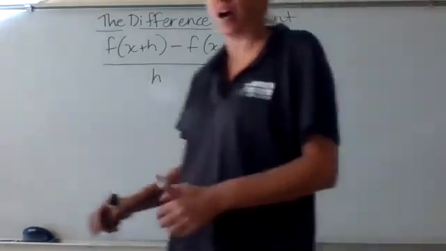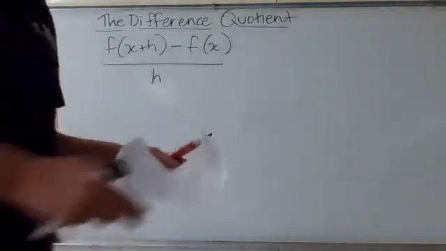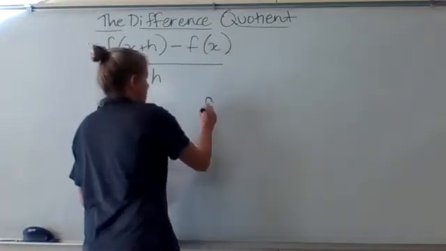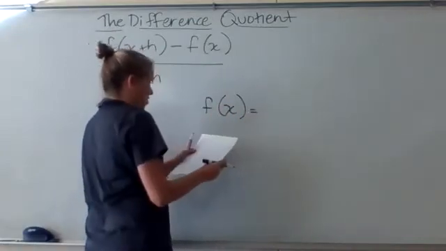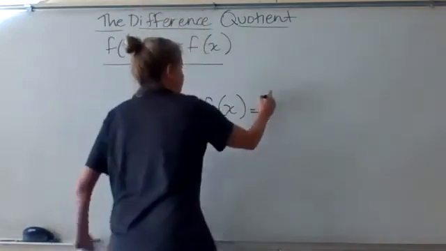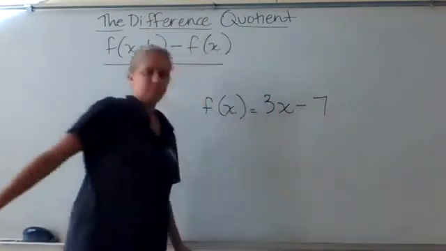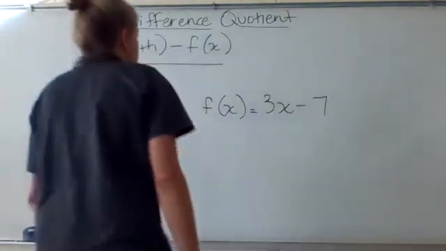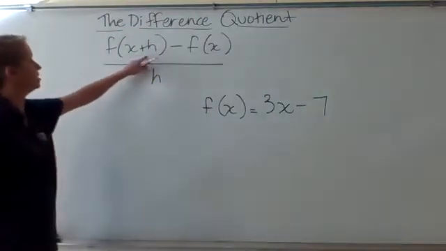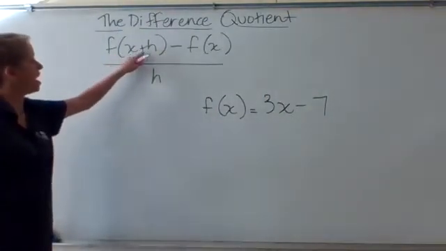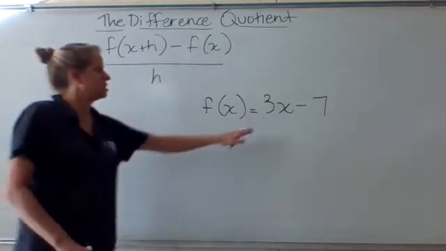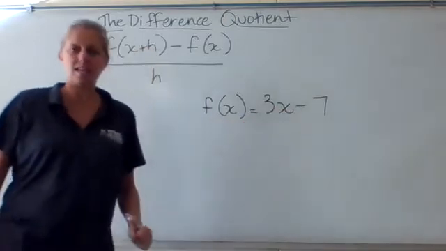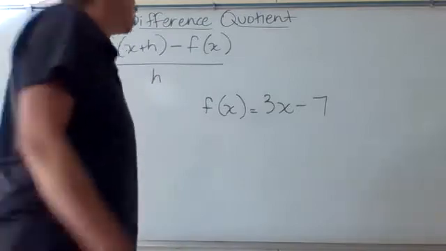So it's going to give us a function and then say apply the difference quotient to your function. Like in number 1, it says f of x equals 3x minus 7. And it says to use the difference quotient on this. So the first part of the difference quotient says find f of x plus h. That means go to your function, which is 3x minus 7, and replace the x with x plus h. So let's look at what that looks like.